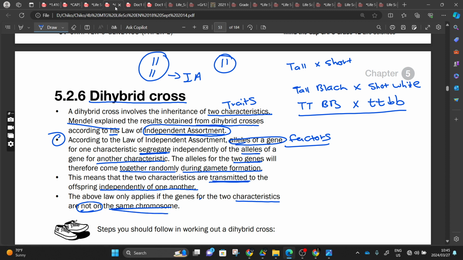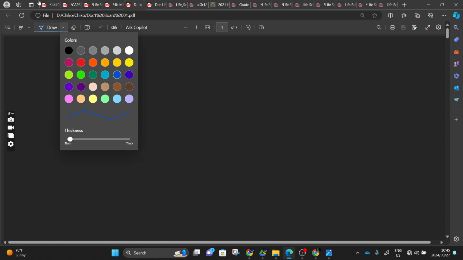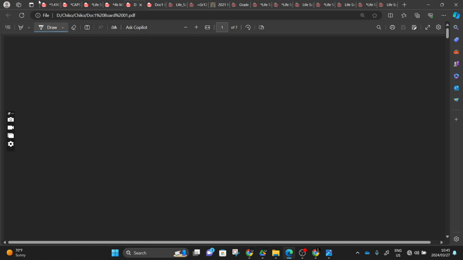So let me explain this, so that when we come back to our examination guideline, which I used to refer to as our green book, we'll be able to understand what this law of independent assortment means. Let me use white. We did our monohybrid with only two chromosomes, and for now we are going to do it with two pairs of chromosomes, or four chromosomes. Let me write them.